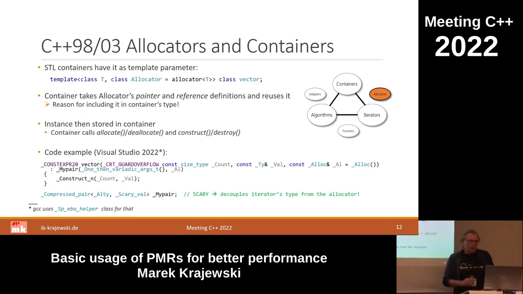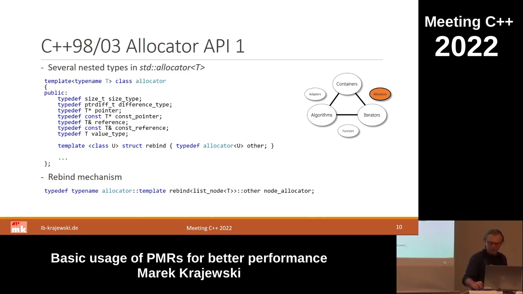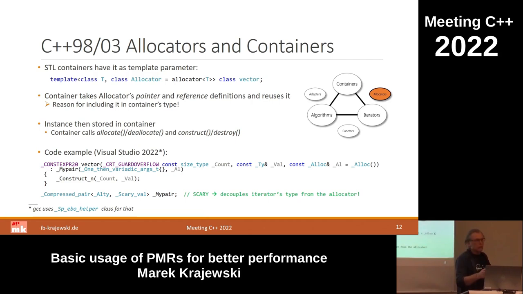So how is the interplay between allocators and containers? The allocator is included as a template parameter in the container's type. Then a container will take the allocator's pointer and reference definitions, and use them internally. Then a container has to keep an allocator instance as a member. Is that a problem? Is this wasted space?